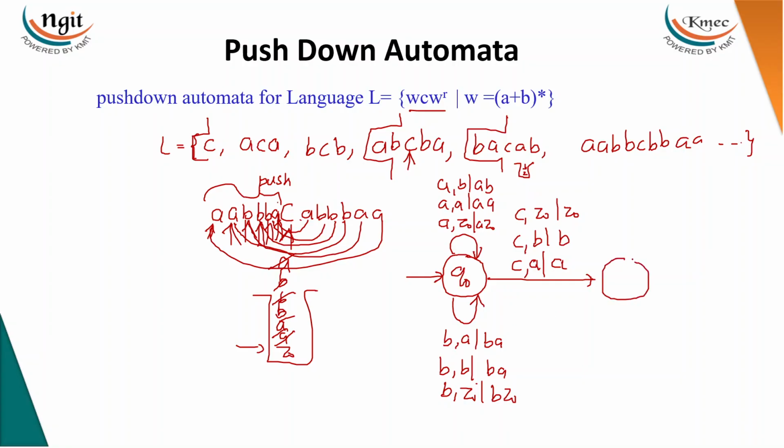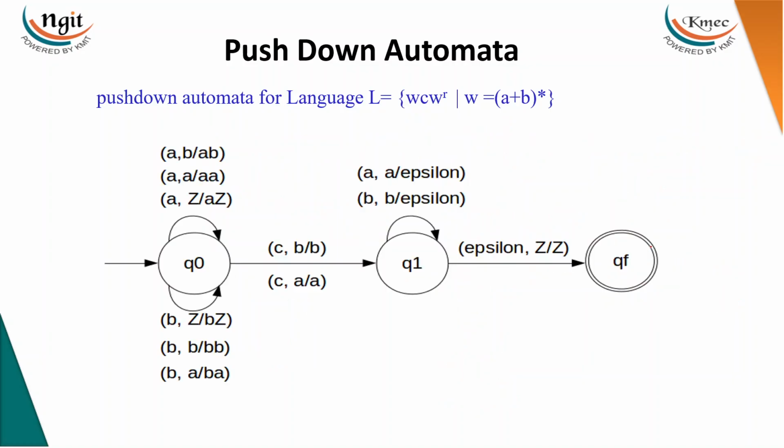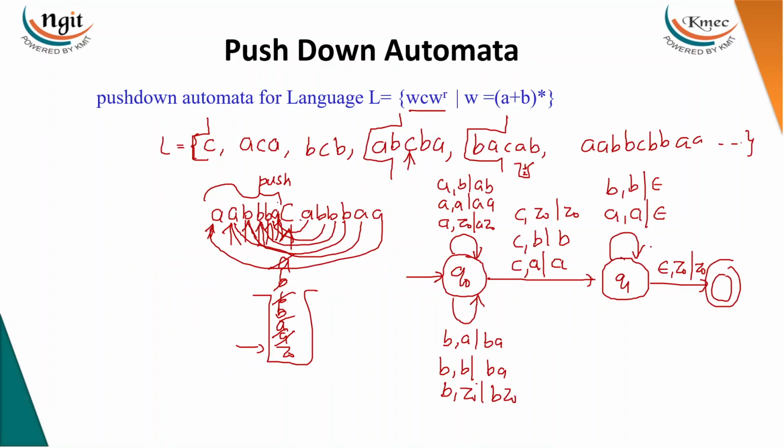Then after C, if the input symbol is A, the top of the stack must be A. After C, if the input symbol is B, the top of the stack must be B. Then you have to perform the pop. Otherwise, the language is not accepted. You do like that. At the end, if both are empty, then we can say that it is accepted. So this is how we are going to construct. See, same thing you can see here. I hope you got it.